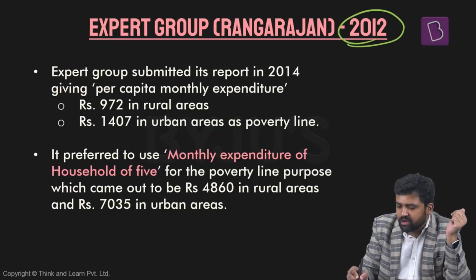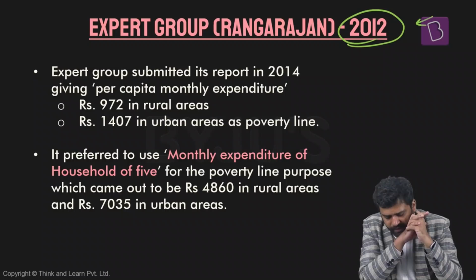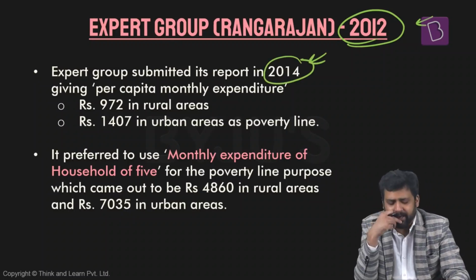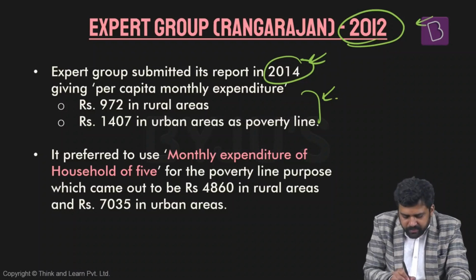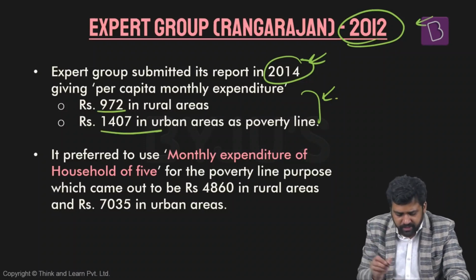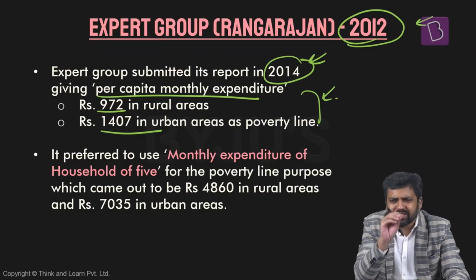And this is kind of the last official measurement of poverty. In 2012, at this point of time, the Rangarajan committee was set up, and they came up with a report in 2014. Right? So what are they saying? They're coming up with certain numbers. They're saying that these are the poverty lines, 972 rupees in rural areas, 1407 in urban areas. This is per capita monthly expenditure. Right? You don't need to remember these numbers. I have mentioned this just to give you the context.